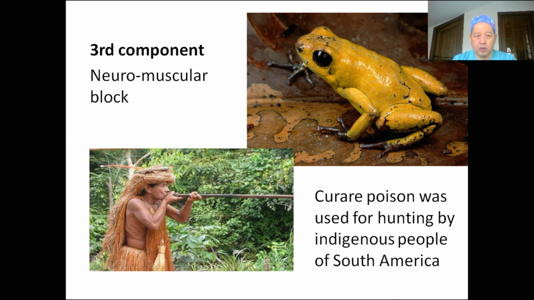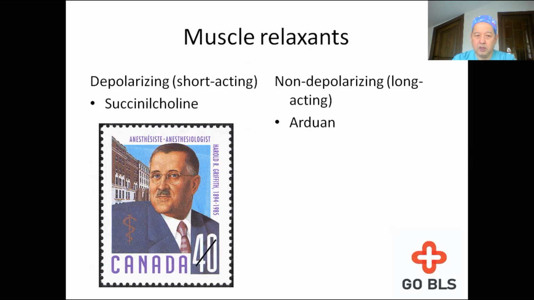Now I'm going to talk about the third component, neuromuscular block. This idea was taken from indigenous people of South America. They use this poison, curare poison, for hunting. And this idea was utilized by Canadian anesthesiologist Dr. Harold Griffith in the middle of the 20th century. You can see his picture here on a post stamp.